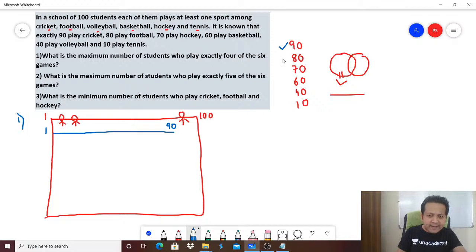Next, I need 80 students for the second game. Remember, question number 1, what is it saying? It is saying, what is the maximum number of students who play exactly 4 of the 6 games? Exactly 4 out of 6.